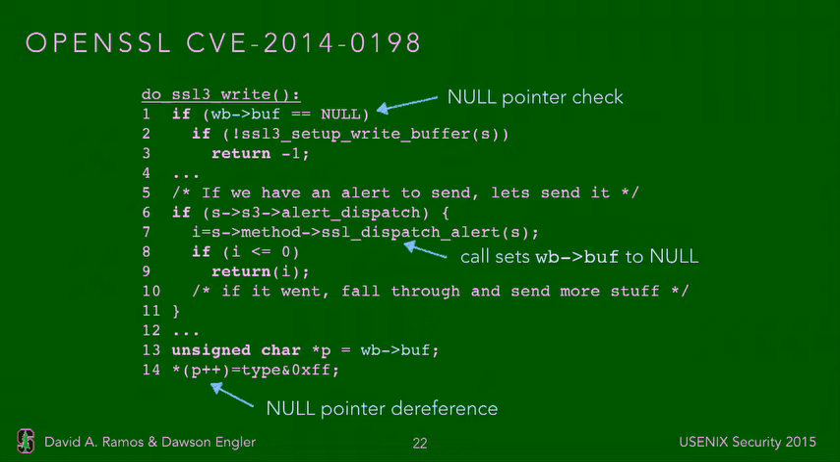And at the end of this function, if this one option is being used, it will actually free the write buffer and set it back to null. So when execution returns back to line 8 after sending out the alert, this write buffer that we checked on line 1 has now been set to null again after the check. And so then when execution reaches line 14, we have a null pointer dereference.